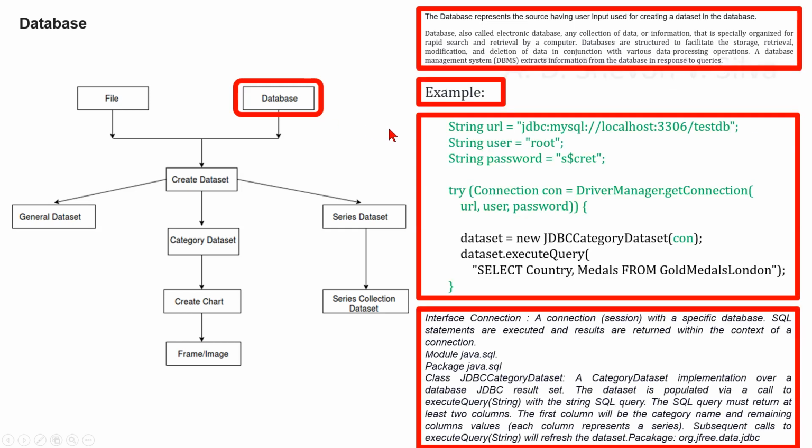As an example, we can consider this code segment here. This example retrieves data from a MySQL table. Here, a JDBC category dataset is created.